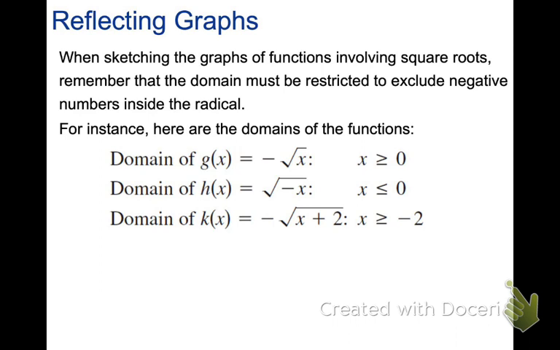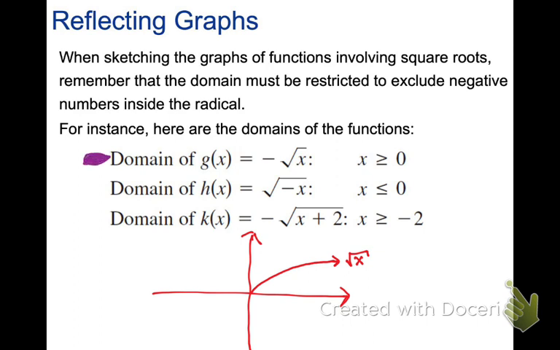Sketching graphs with reflections. Okay. Square root, our parent function, looks like this. Yes? Okay, this is square root of x. This one has a negative in front of the function, so it's reflected over what axis? The x. So instead of going up, it goes down. So this is negative square root of x.